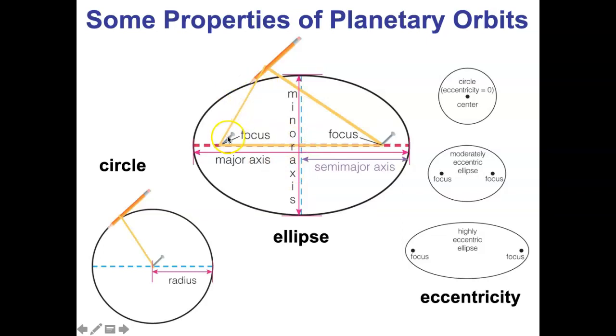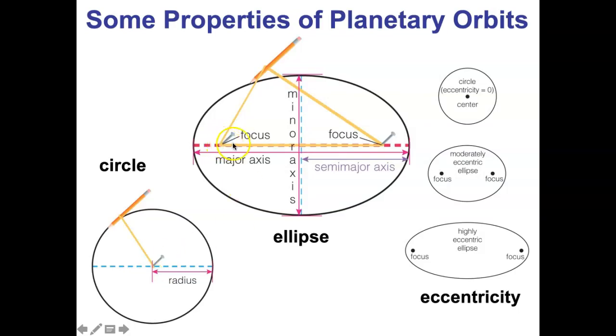What if your two focus points are at the same place? What if you've got these two nails, but they're both at exactly the same place? Well, if your two focus points are at the same point, then your loop of string just goes like this, and then what shape does your pencil draw? Your pencil draws a perfect circle. So actually, a circle is an ellipse, right? All circles are ellipses. A circle is just an ellipse where the two focus points are in the same place.